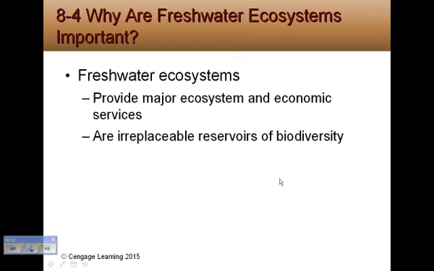These are incredibly important, especially for us here in the Great Lakes region, where we have actually 20% of the world's surface freshwater. So it's an incredible ecosystem, both economically and ecologically for us.